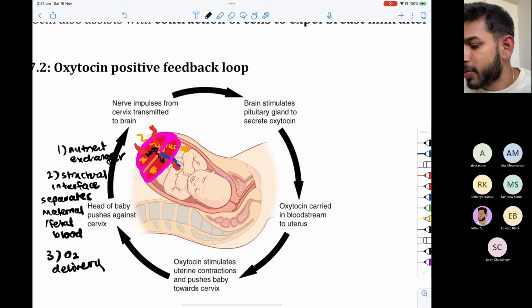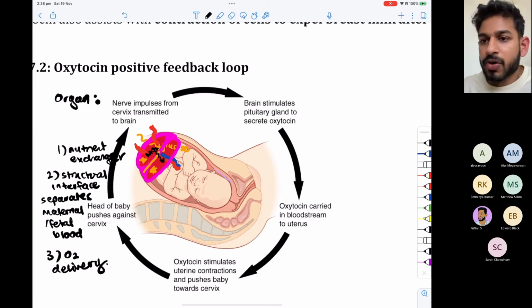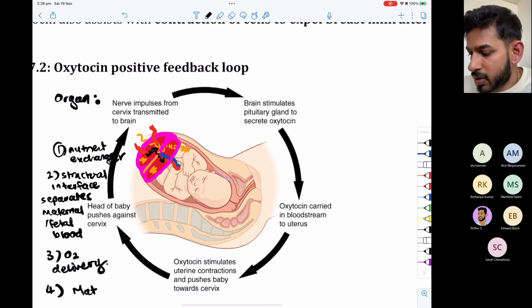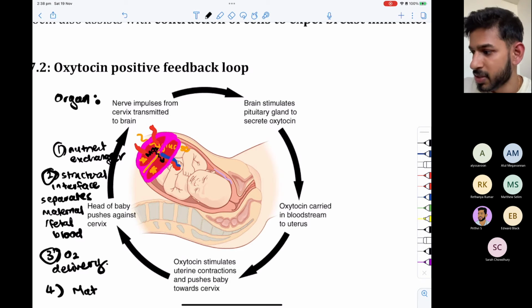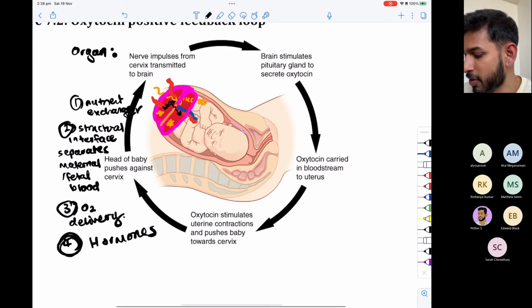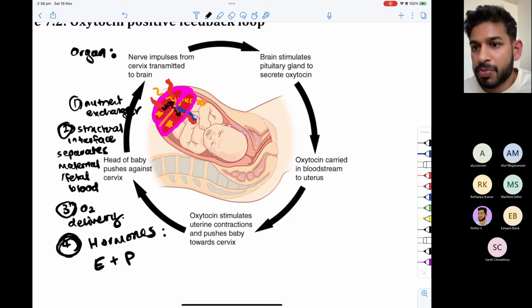Good. Does anyone have any questions about the placenta? Placenta is an organ, and these are its roles. It has multiple roles. There's way more roles, but for the HSC, you just need to know the main 3. Sugars, oxygen, separates maternal fetal blood. But then what the placenta also does is it releases hormones, right? In the case of hormones in pregnancy, that'd be very important. It releases estrogen, it releases progesterone, it releases so many other hormones. But for year 12, this is all we need to know.